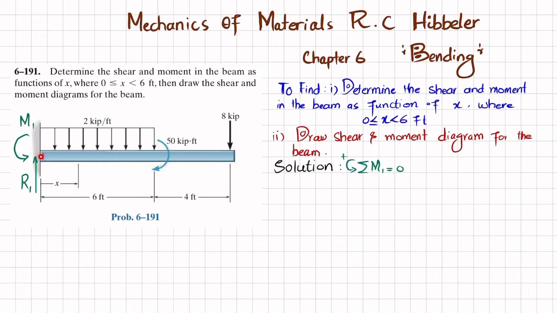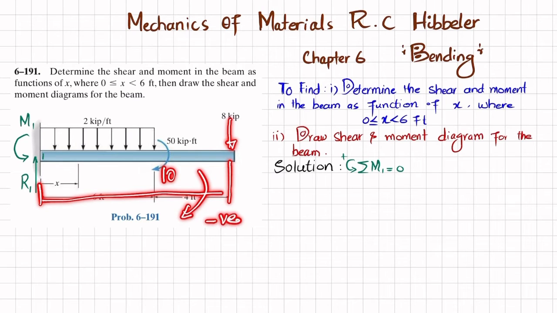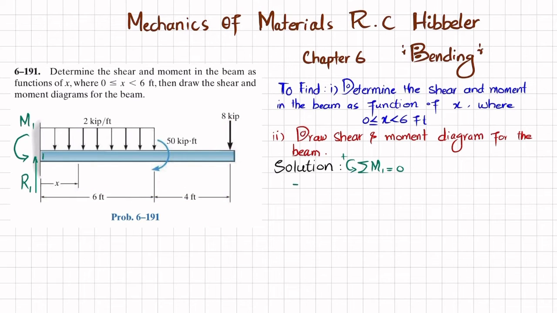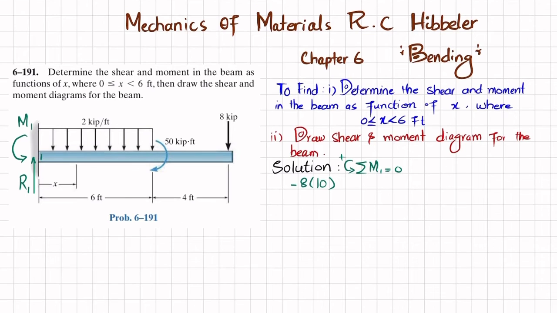About this point 1, one moment will be due to this 8 kips load, and the perpendicular distance is this 10 feet. This is producing a clockwise moment, so it will be negative. So I will write minus 8 into 10. The second moment is this one, which is 50 kips-feet, and this is again clockwise, so it will also be negative. So minus 50.